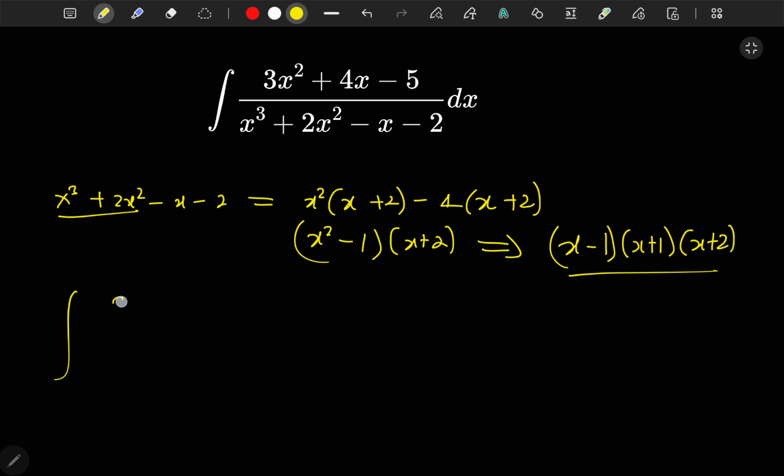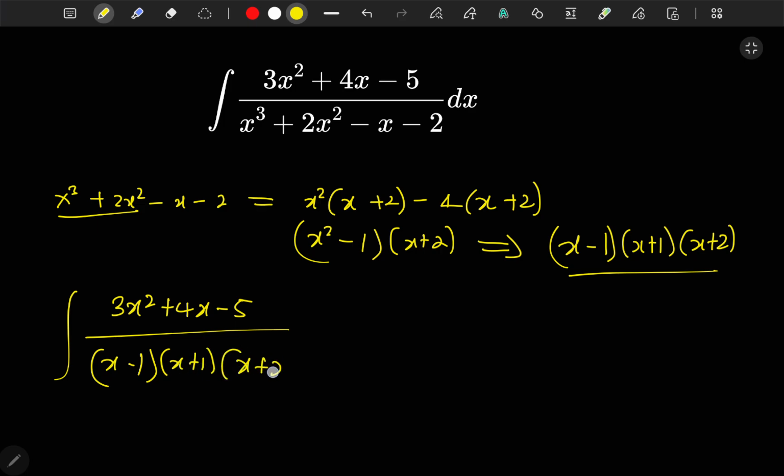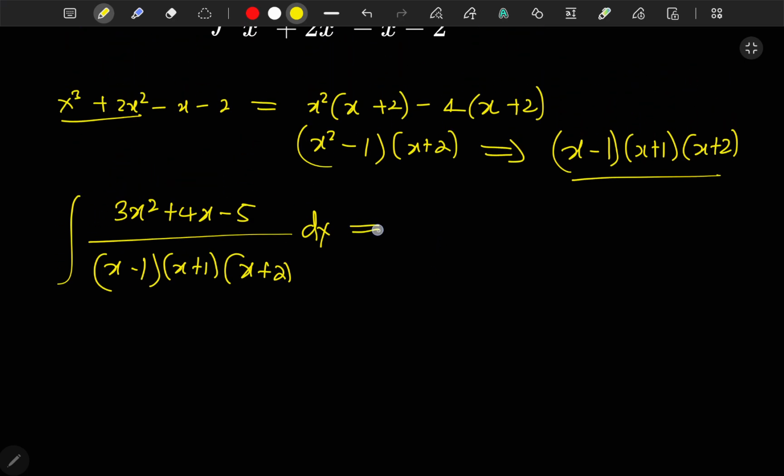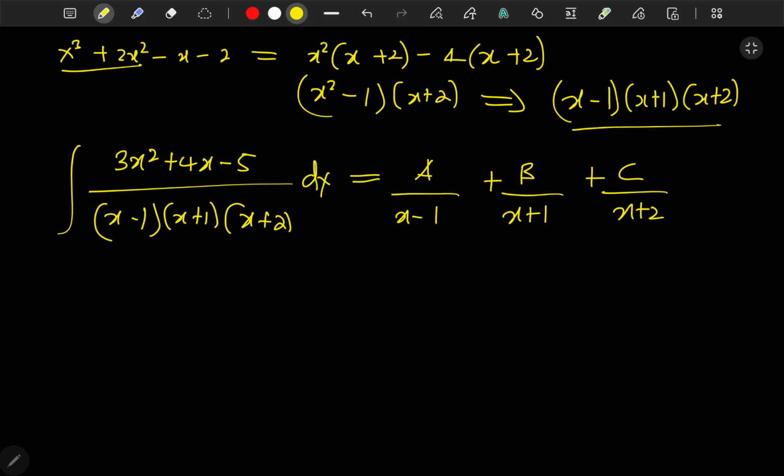So the denominator is quite factorized. Now let's proceed. We have now this over x minus 1, x plus 1, and x plus 2 dx. Recall partial fractions. We can write this into partial fractions: A over x minus 1 plus B over x plus 1 plus C over x plus 2. We can now do the partial fractions. Of course, by partial fractions, it's very simple.